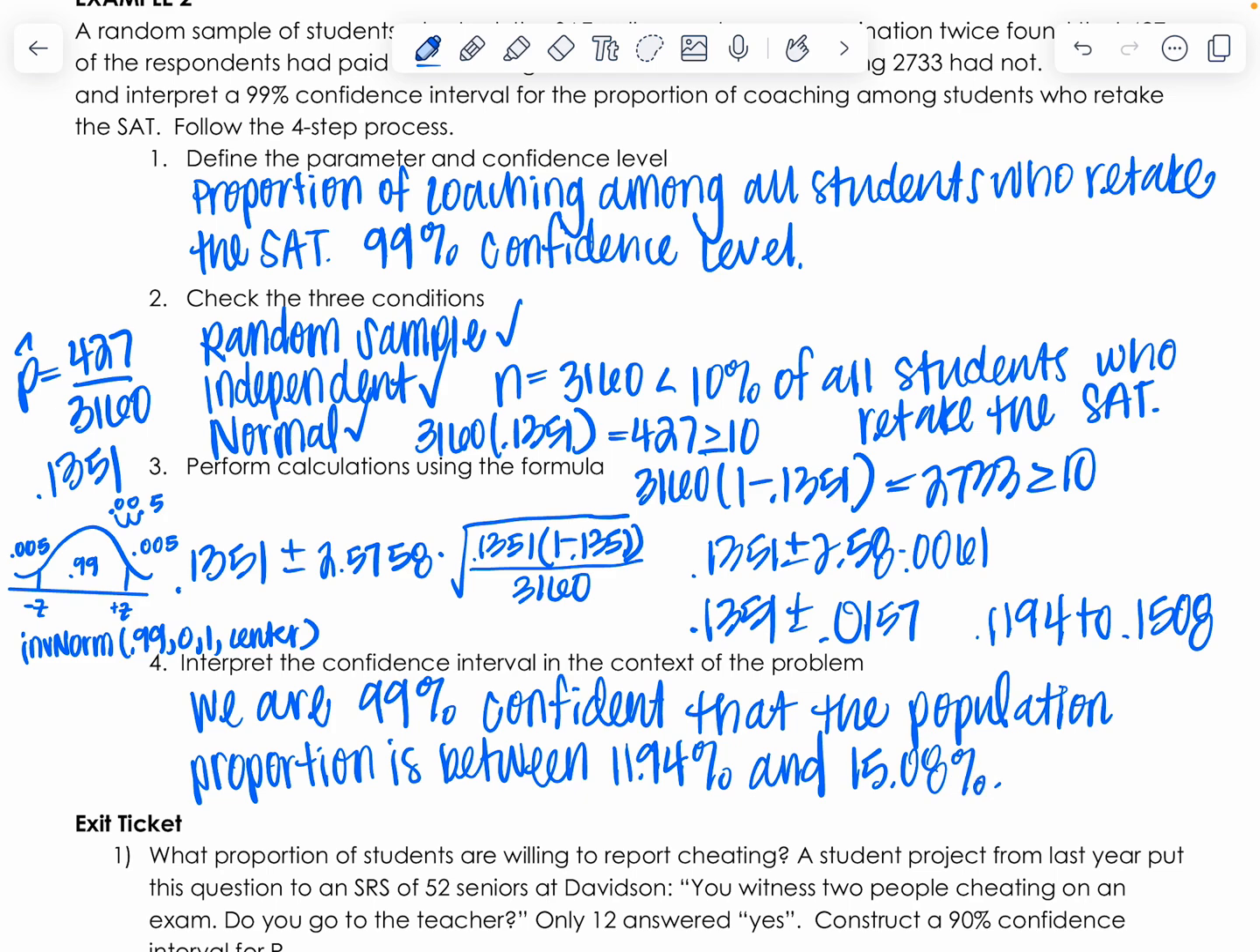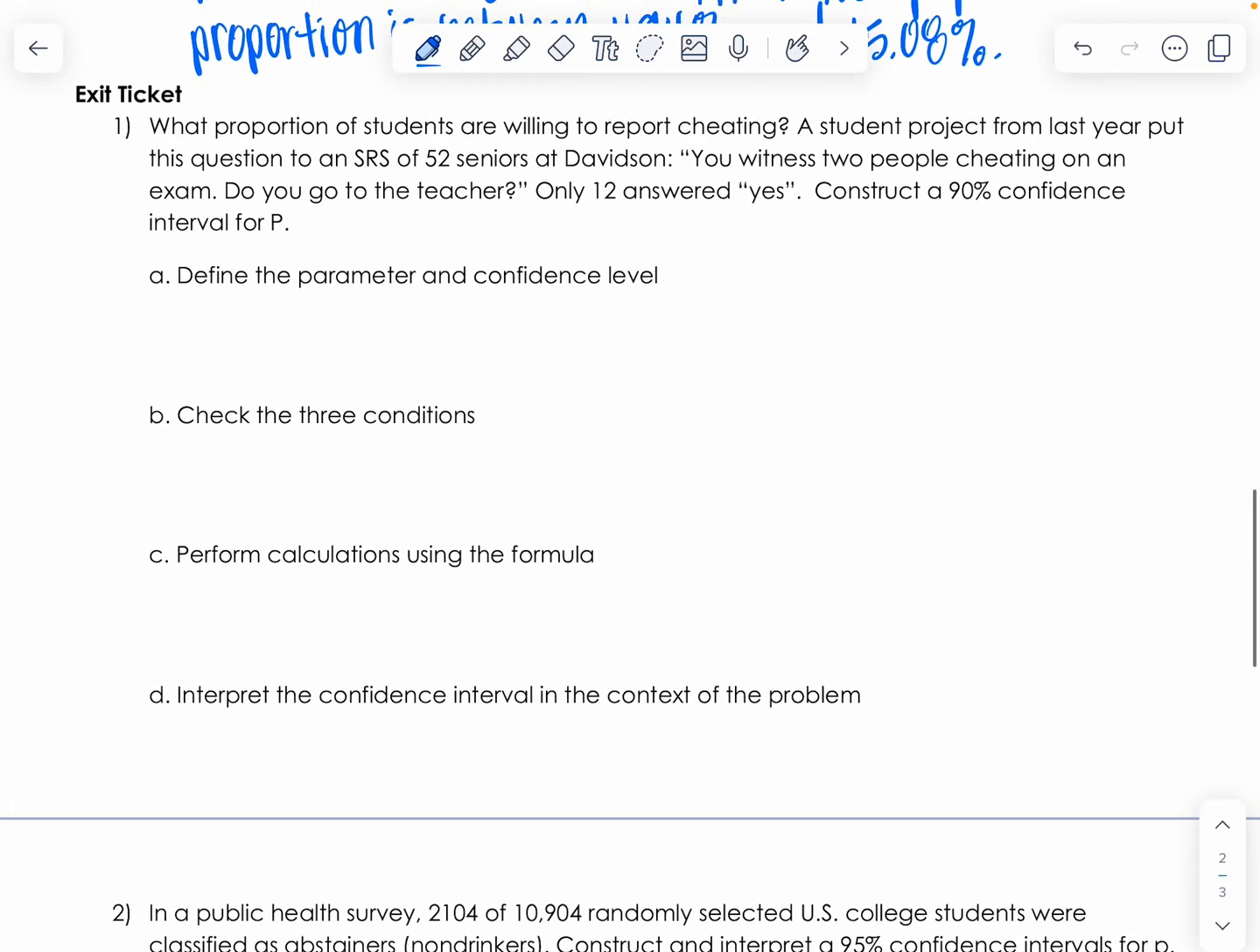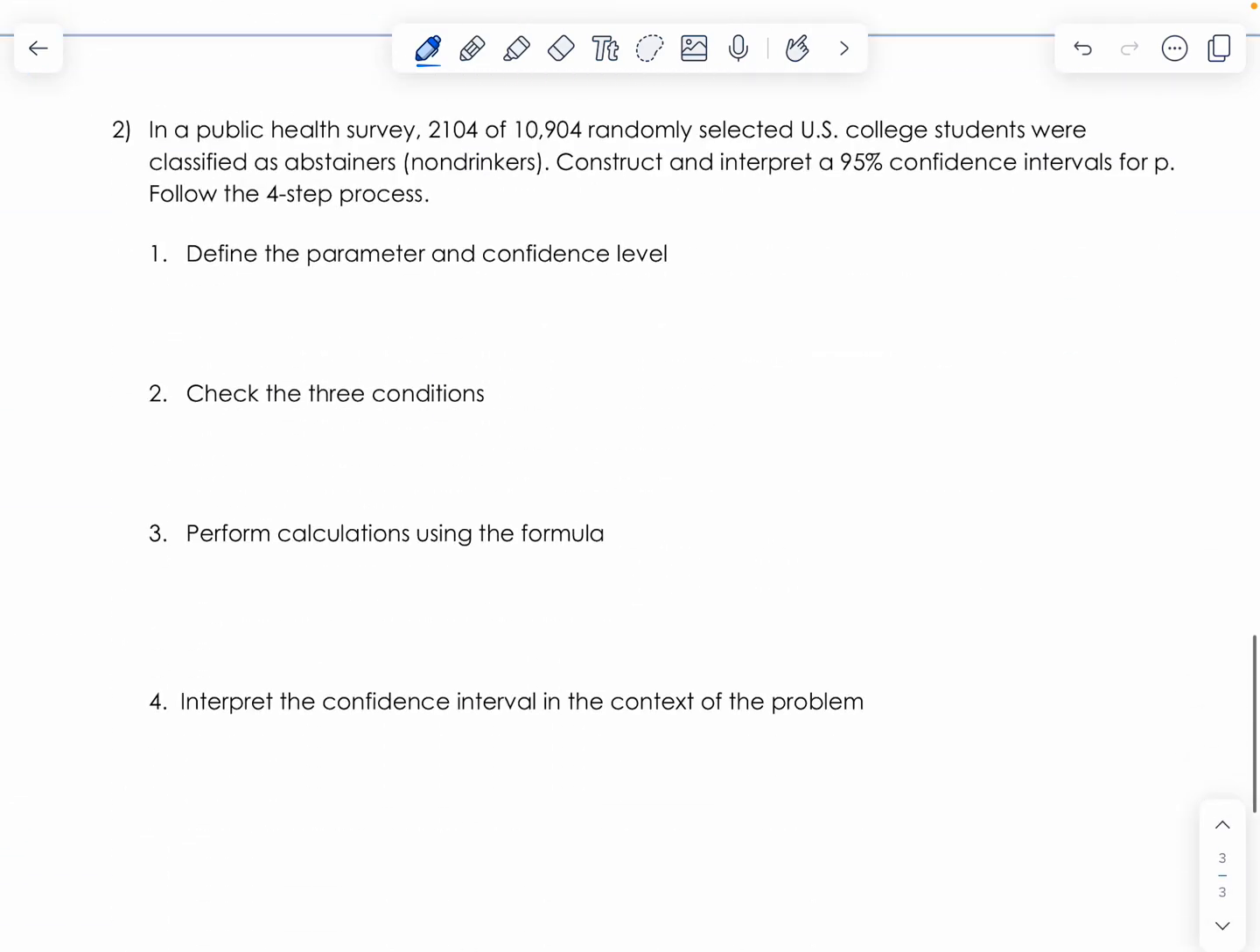All right, so hopefully that gives you 2 good examples and you feel ready to move on. You're doing 2 as well as your practice.